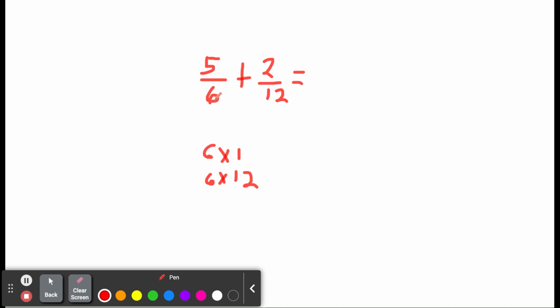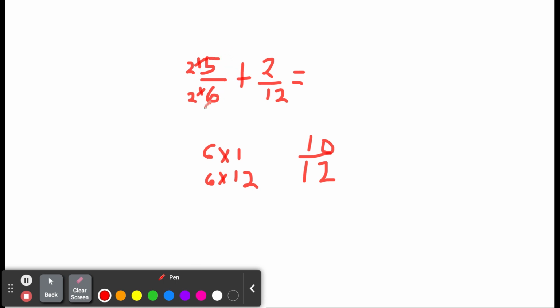So how can I make the 6 into a 12? By multiplying it times 2. Now, whatever I do at the bottom, I have to do to the top. So I'm going to rewrite my fraction. I have to multiply the 5 times the 2, which turns it into 10. 10 over 12 is equivalent to 5 over 6.